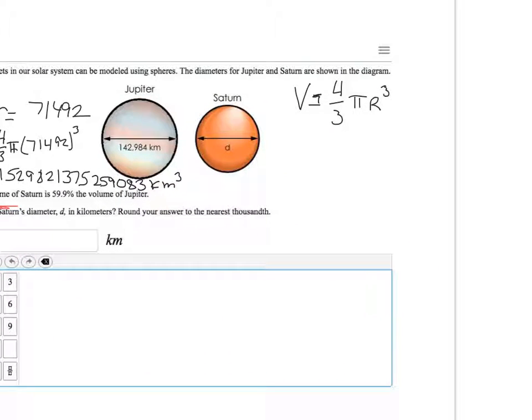So it says Saturn's volume, it's a smaller planet. It's only 59.9% of the volume of this planet. So I'm going to multiply that number by 59.9 in decimal, obviously, so 0.599, to get the volume of Saturn. So the volume of Saturn, since it's 59.9% of Jupiter, is going to be 916,363,003,780,190.8.